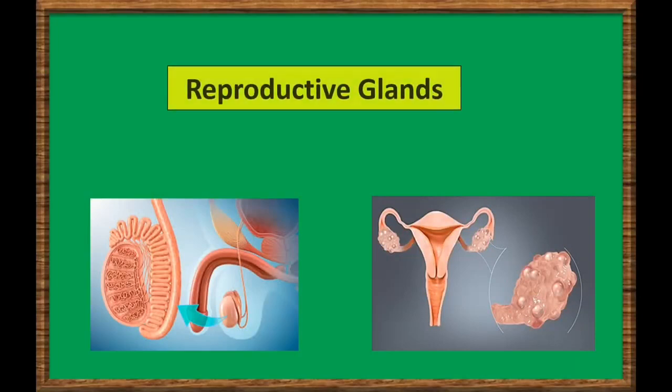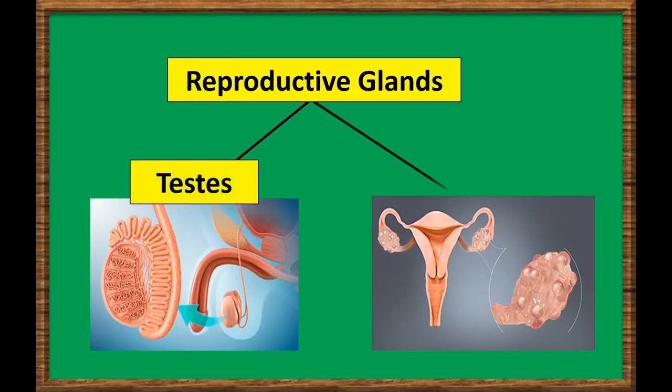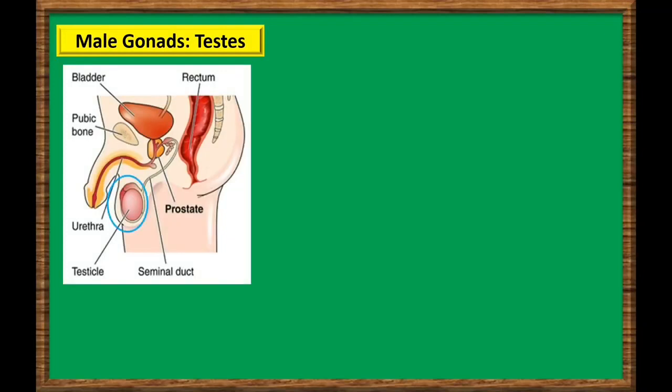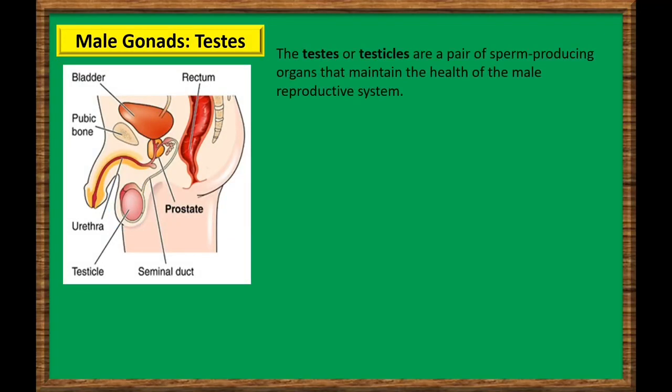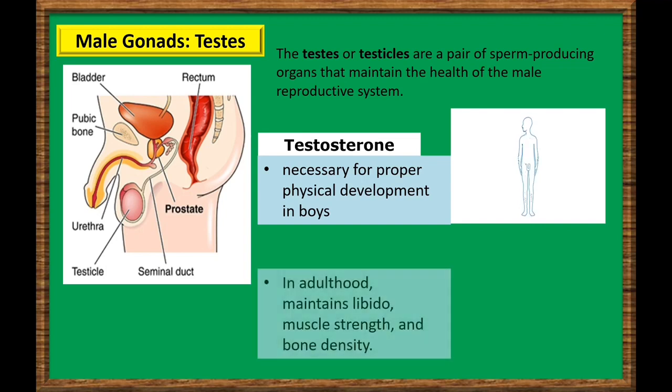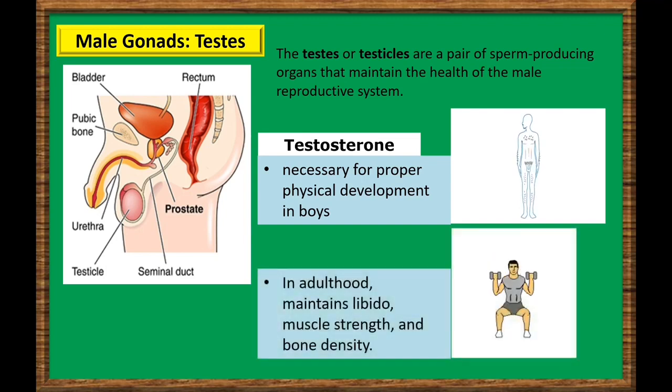Reproductive glands or gonads. The male gonads are called testes, and the female gonads are called ovaries. The testes or testicles are a pair of sperm-producing organs that maintain the health of the male reproductive system. The testes secrete testosterone, which is necessary for proper physical development in boys. In adulthood, it maintains libido, muscle strength, and bone density.